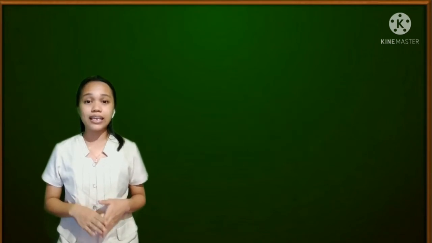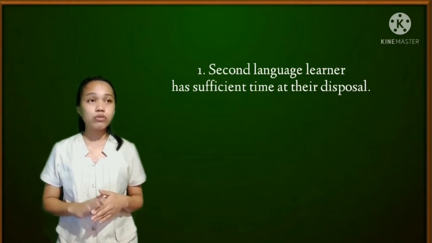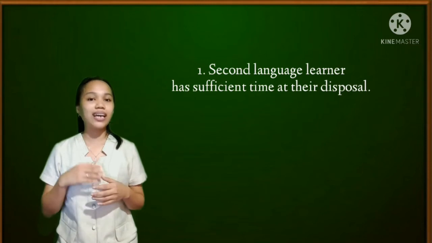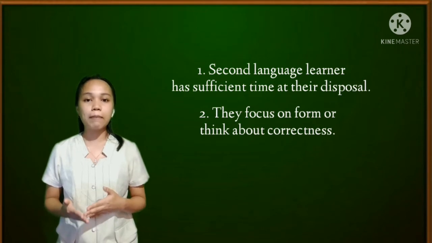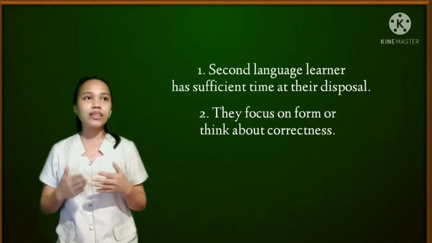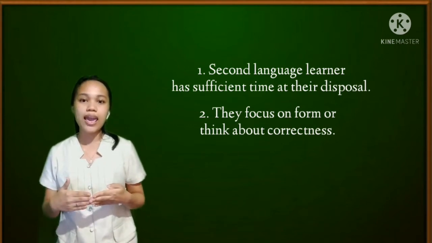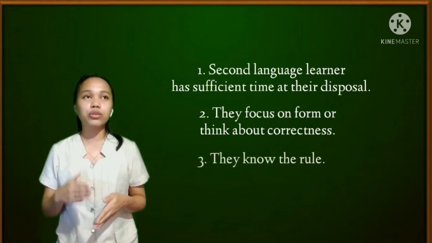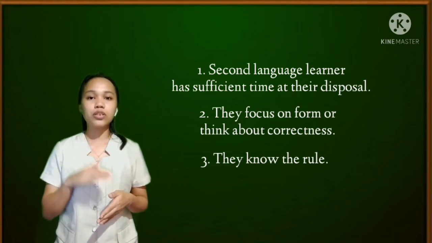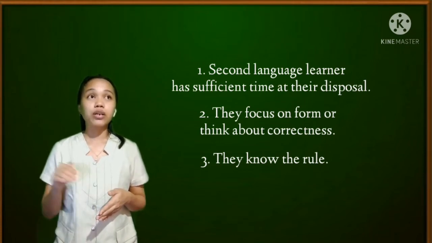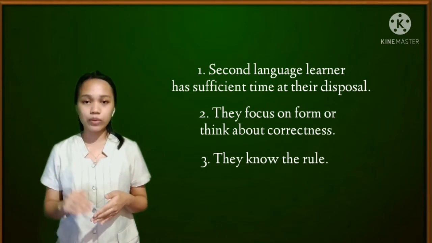First, the second language learner has sufficient time at their disposal. So it really needs ample time. Second, they focus on form or think about correctness. Since if you think on the negative side, you won't learn something or you can't monitor something. And the last one, they know the rule. This is the most important one. They need to know the rule in order to meet the monitor hypothesis in Krashen's second language acquisition.